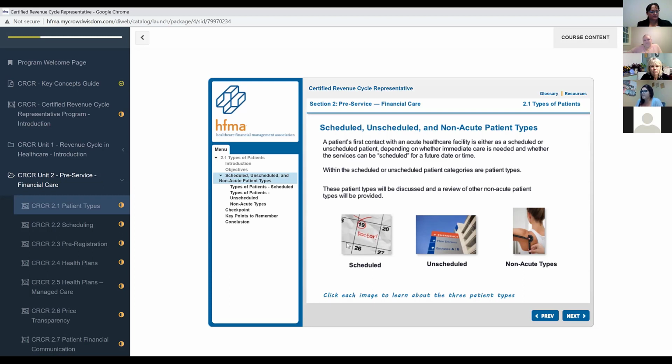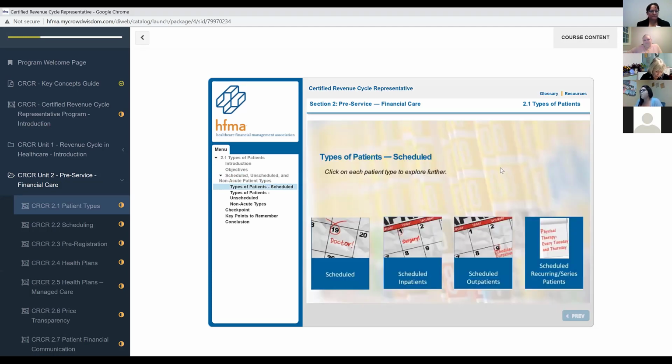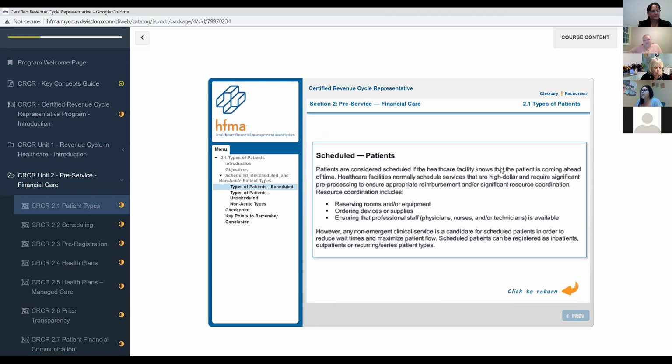A patient's considered scheduled if the healthcare facility knows the patient's coming. So if you're a scheduled patient, they know ahead of time you're coming, and for the most part, everything they need to do is done. They've looked at your insurance, they know what devices or supplies are needed, they know what room or equipment is necessary, and the professional staff is already available and ready for you. We all know that's not always the case, but that's what a scheduled patient is.